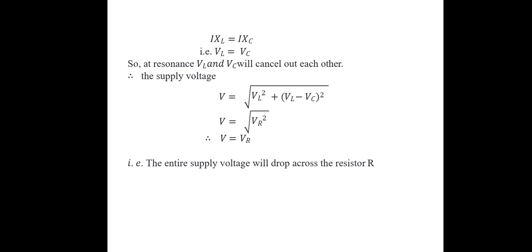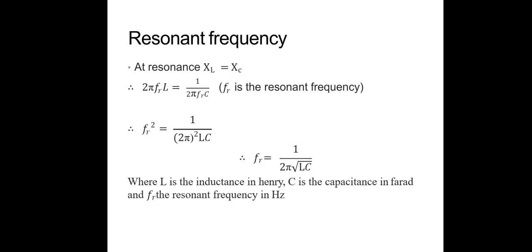So automatically you can say that the voltage drop across the resistance is equal to the applied voltage in this series resonant circuit, right? Therefore the entire supply voltage will drop across the resistance R only. So V is equal to VR.